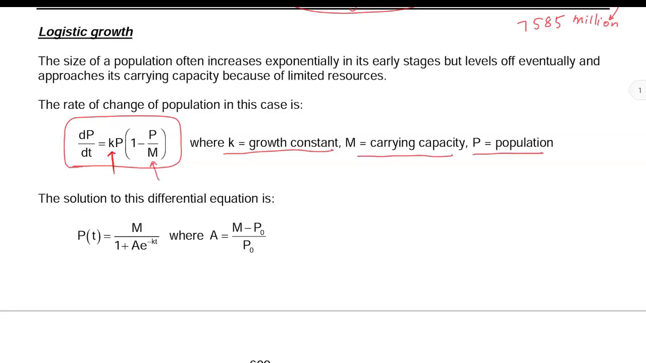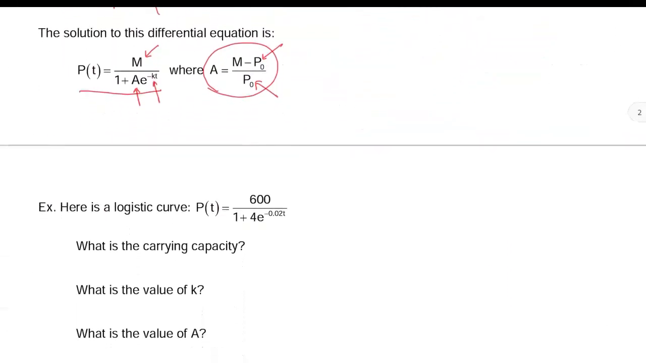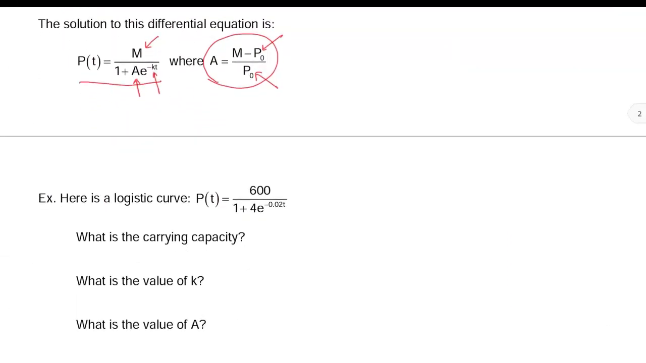We are going to give you the solution to the differential equation. M, which is the carrying capacity, so that's as big as the population can get, over 1 plus A times e to the negative kt. You see k is in there. The growth rate is in the solution to the differential equation, and we have this constant A back again. But in the logistic growth model, A is represented by this calculation. So you're going to take the carrying capacity minus the initial population divided by the initial population. Let's just practice with that information first before we do a full example.